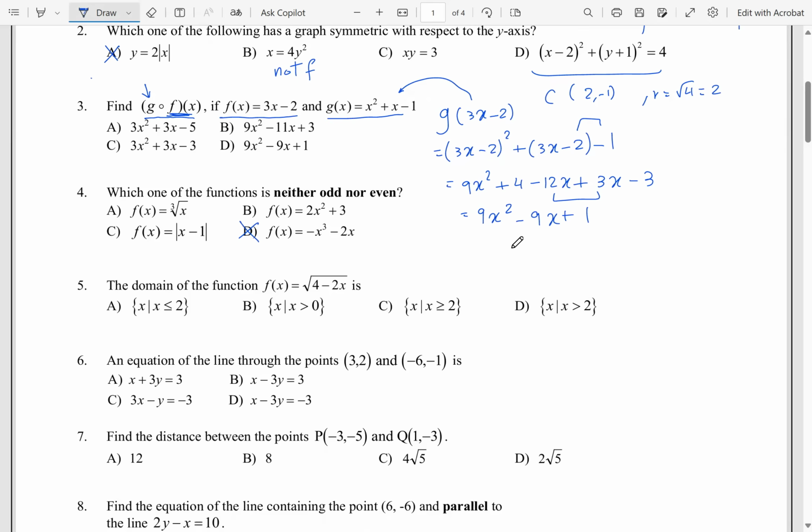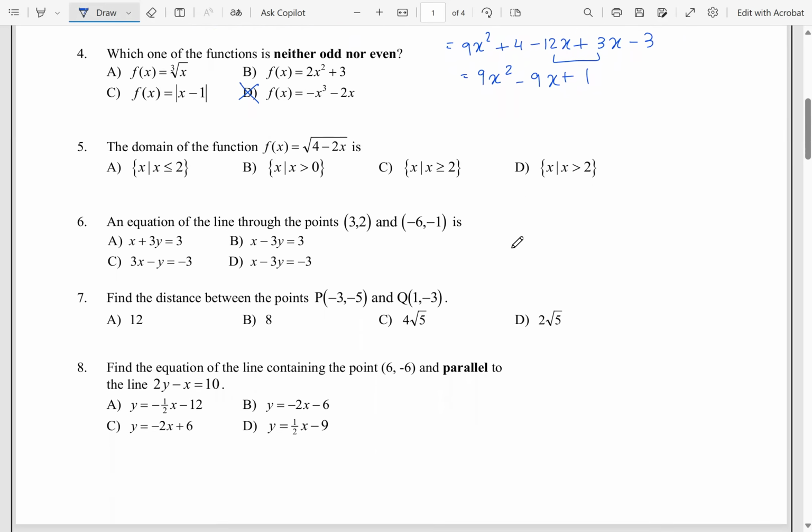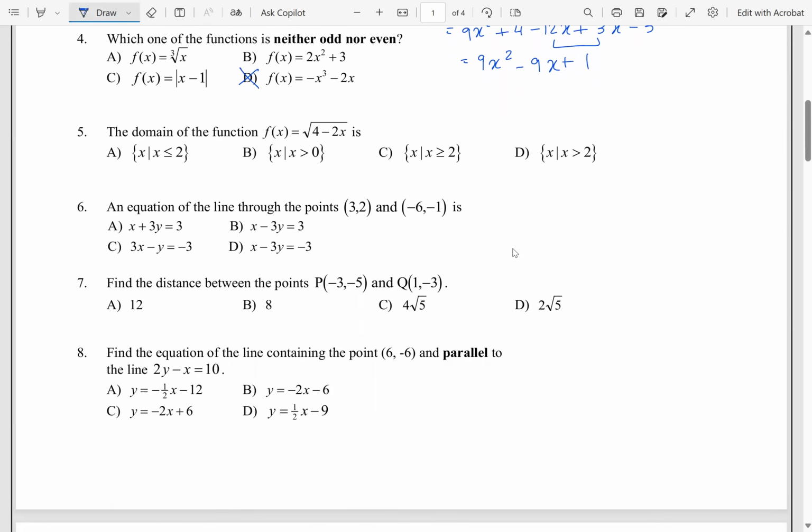The domain of the function f of x equals square root of 4 minus 2x is found simply by taking the radicand, the expression under the radical sign, and making it non-negative. 4 minus 2x is bigger than or equal to 0. It means 2x is smaller than or equal to 4, by just adding 2x to each side. So this implies x is less than or equal to 2. So the answer is A: all x where x is smaller than or equal to 2 and x belongs to the real numbers.